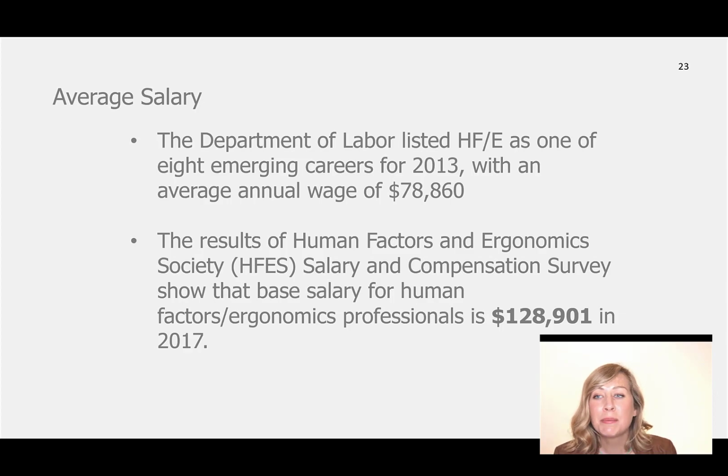Okay, lastly, something to keep in mind. I wanted to share these stats with you. The Department of Labor listed human factors engineering as one of the 8 emerging careers, a couple of years ago. And they said that human factors engineers typically get an annual wage of about $78,000, $79,000.